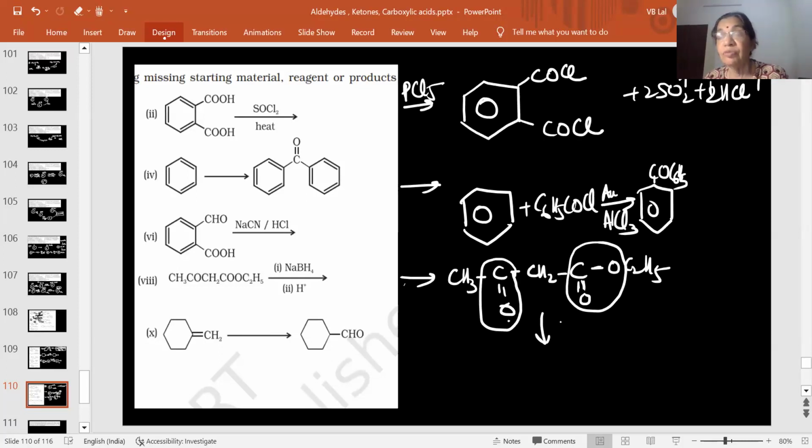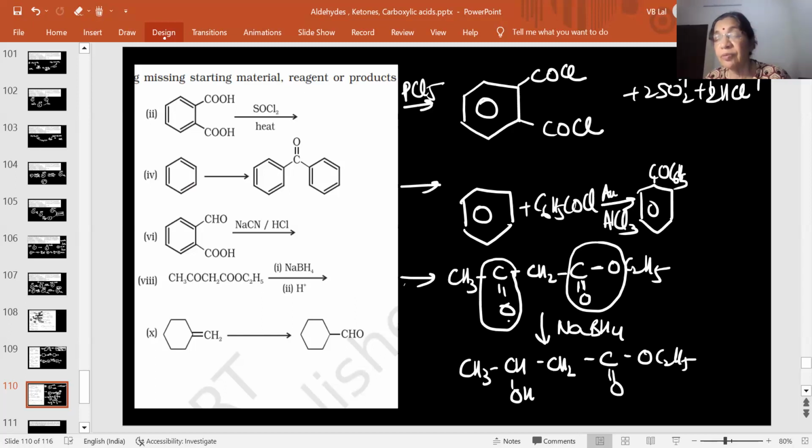So if I reduce it with NaBH4, it only reduces aldehydes and ketones. So what will I get? CH3CHOH, CH2, C double bond O and OC2H5. If I had taken, instead of NaBH4, lithium aluminum hydride, it would have reduced the acidic group also. Now it is reducing only the ketone because it is NaBH4.